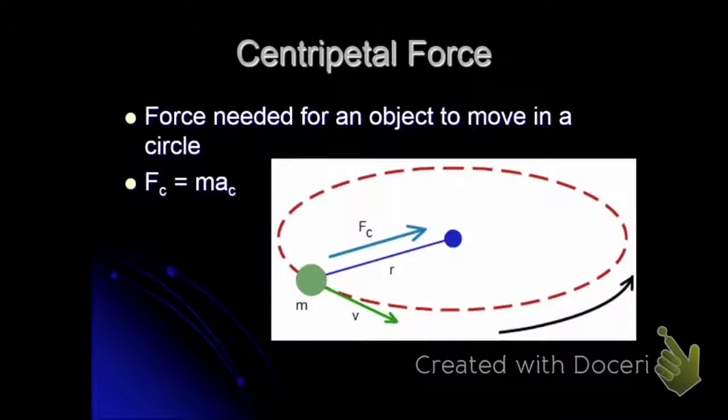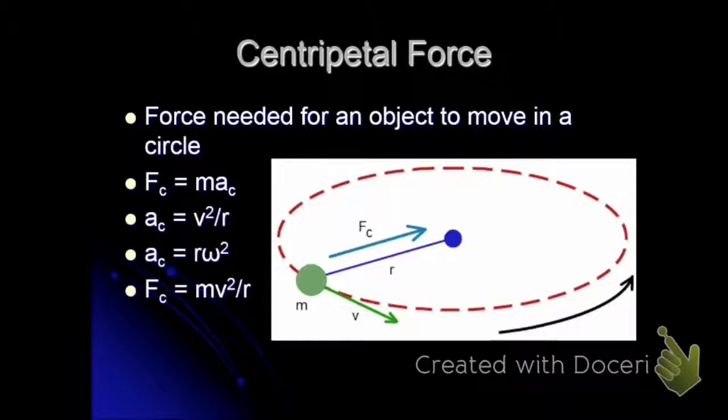It's equal to mass times centripetal acceleration, which we showed you how to calculate earlier, and centripetal acceleration is equal to v squared over r, so we relate it to the tangential velocity and the radius of the circle. We can also rewrite that as the radius times the angular velocity squared, and we can also put these things together to have the centripetal force equal mass times velocity squared over r. So a variety of different equations that will let you calculate forces and accelerations of objects moving in circles.